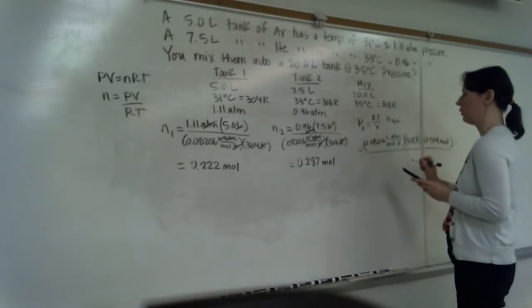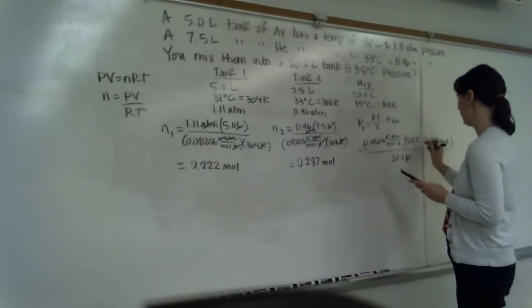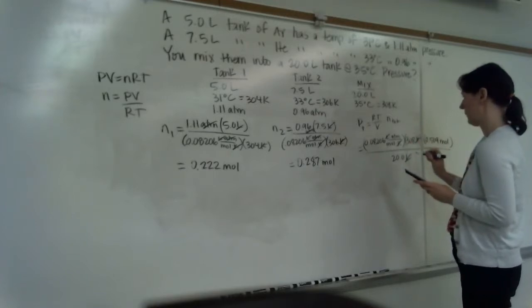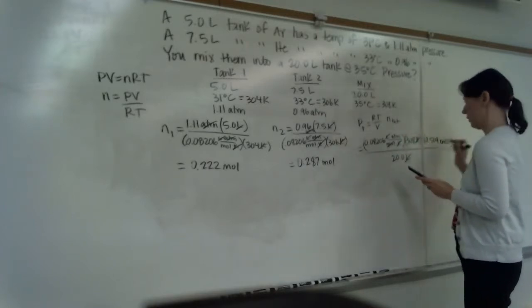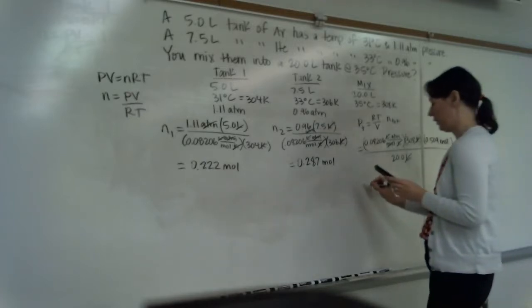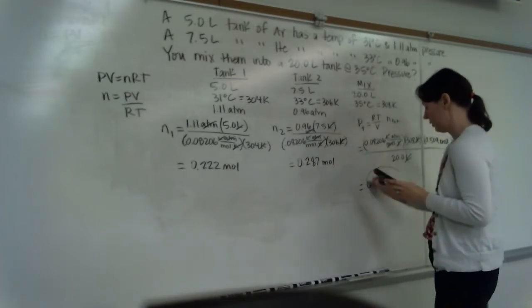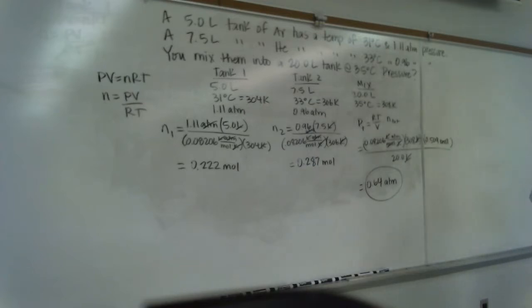Divided by the volume, which is 20. Okay, liters cancels, Kelvins cancels, moles cancels. All right, so 0.509 times 308 times 0.08206 divided by 20. I got 0.64 atmospheres. Do we agree? Yes. Again, you'd have to add some sort of inert gas to make it up to 20. But of course, you could just let it expand. That would work too.